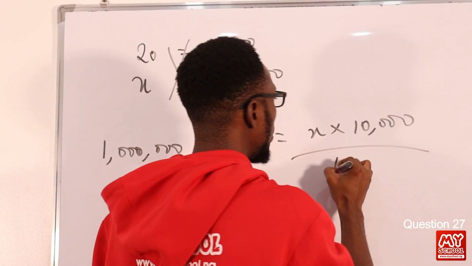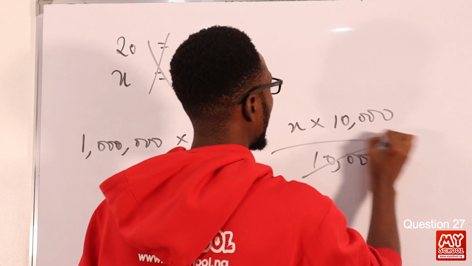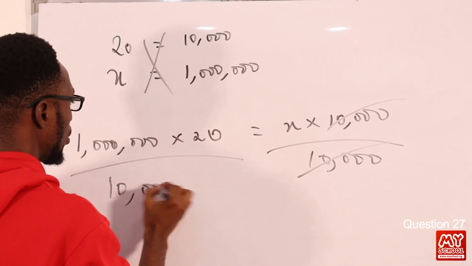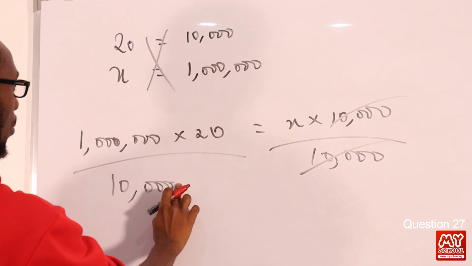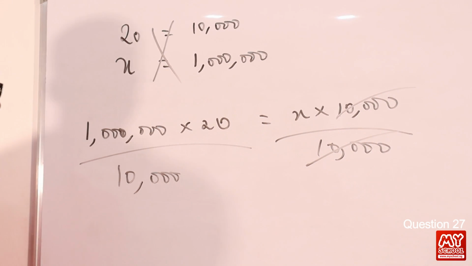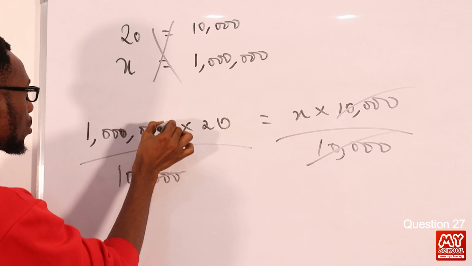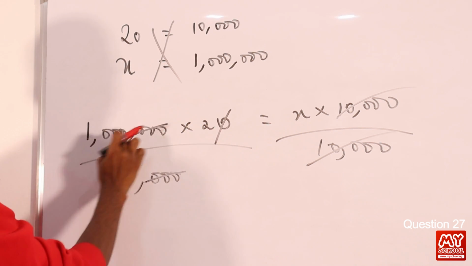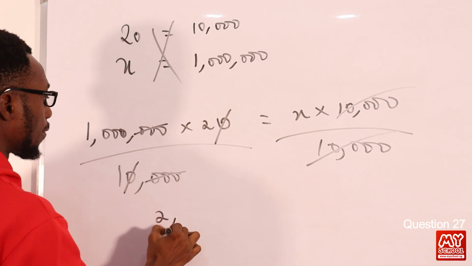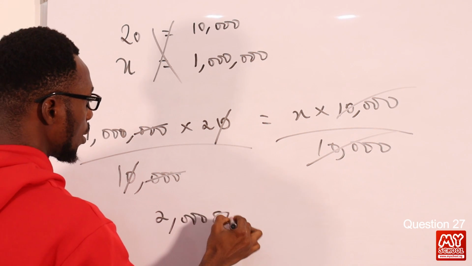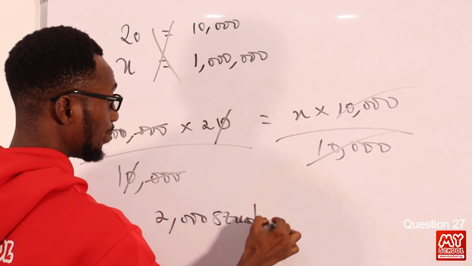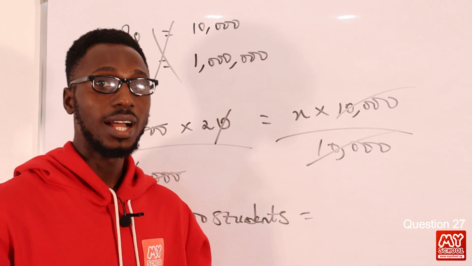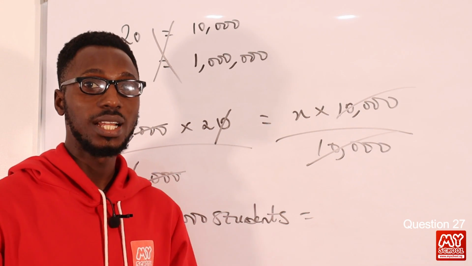So what do we do? Divide both sides by 10,000. Right here, 20 over 10,000. So I have 3 zeros already, so this can cancel. What do I have left? I have 2 times 1,000. I have 2,000 students. So the 1 million naira released as fund can actually cover 2,000 students conveniently.